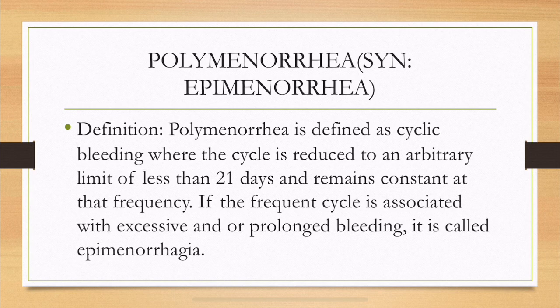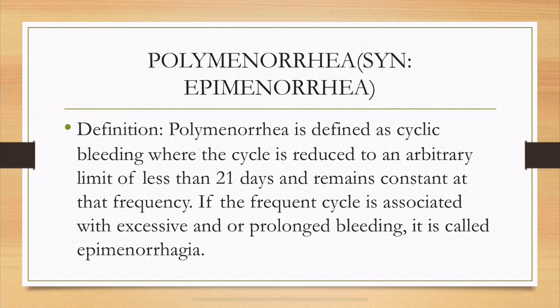If the frequent cycle, reduced to less than 21 days, is associated with excessive or prolonged bleeding, that is, during that cycle the bleeding is excessive and the bleeding phase is prolonged, then this is known as epimenorrhea. So guys, when the cycle is less than 21 days, and on top of it there is excess bleeding and the duration of the bleeding is prolonged, this is epimenorrhea. This is the difference. Polymenorrhea, the synonym is epimenorrhea. Both are one and the same, when it is less than 21 days and occurring with excessive and prolonged bleeding.